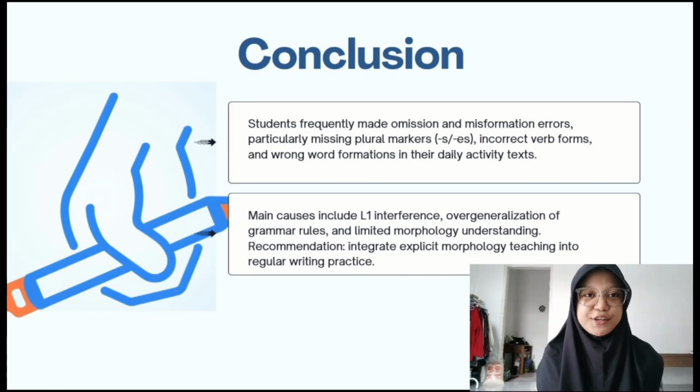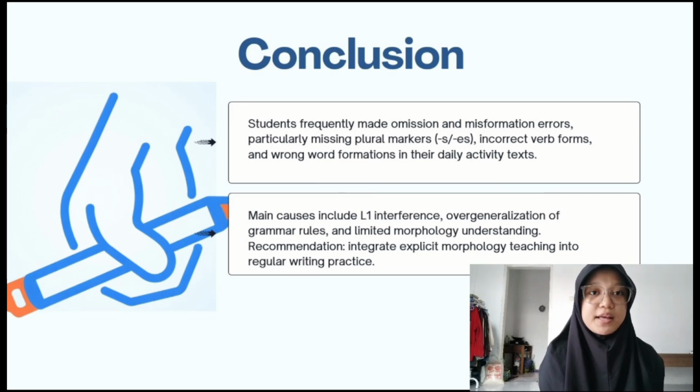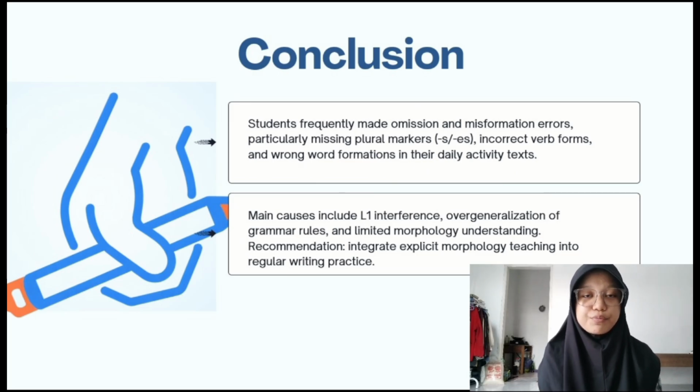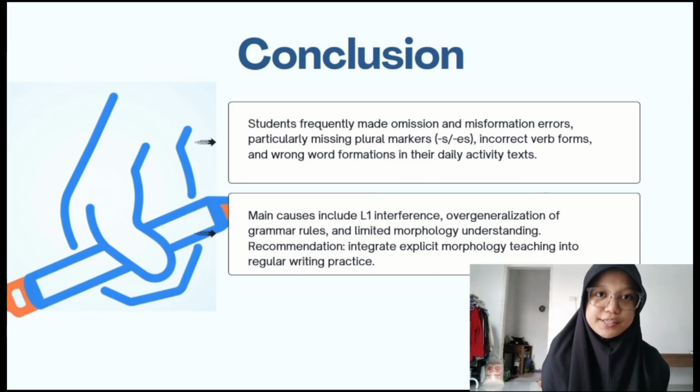Finally, I will conclude this research. Based on the findings, students frequently made morphological errors in their daily activity texts. The most common errors were omission and misformation, especially missing plural markers such as -s or -es, incorrect verb forms, and inappropriate word formation. The study also found that these errors were mainly caused by first language interference, overgeneralization of grammar rules, and limited understanding of English morphology.